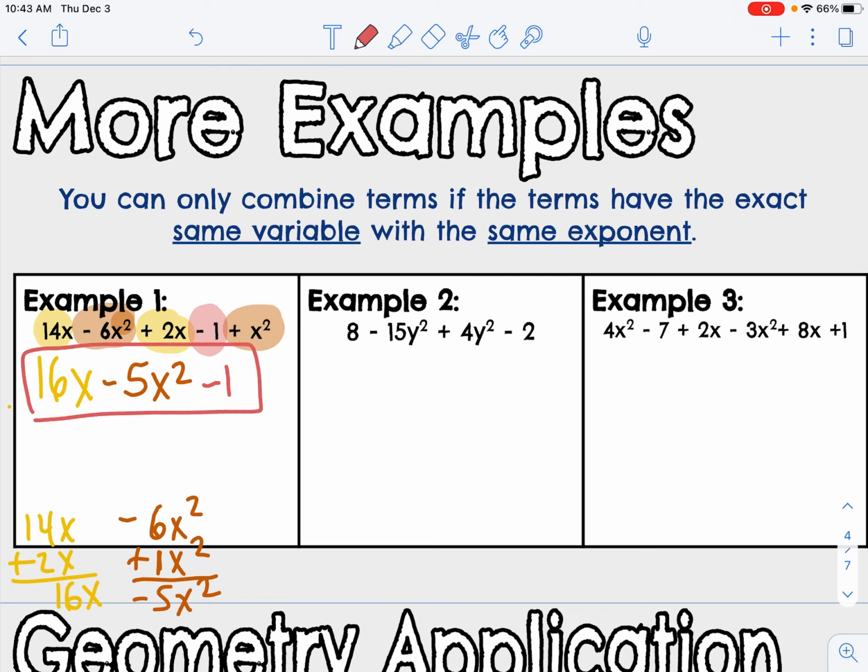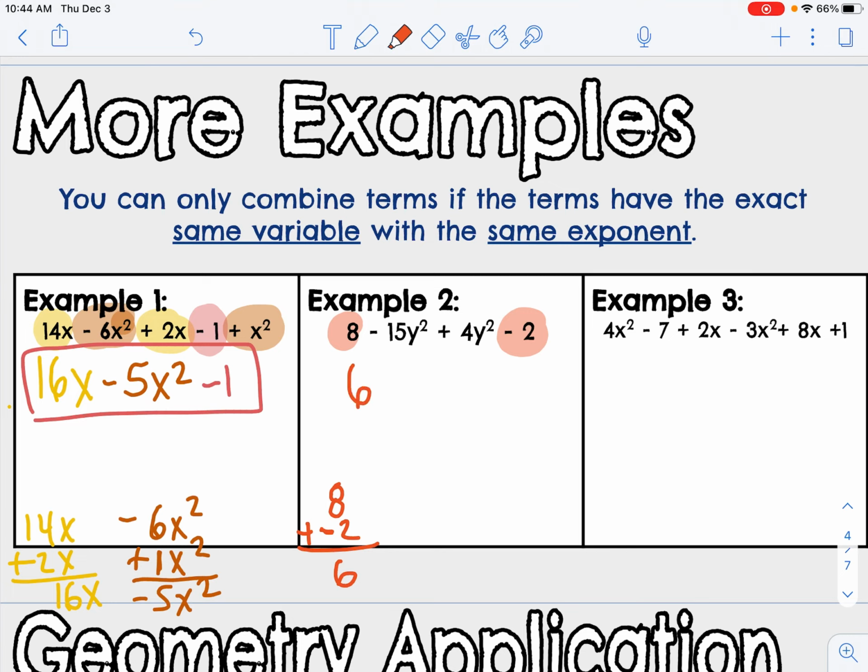Let's do another example. We have first this 8, so that does not have a variable, so we're going to look at anything else that does not have a variable. So that would be this negative 2 at the end. Notice I'm bringing the sign. So this is 8, and then we're going to combine it with negative 2. So 8 plus negative 2, that would be 6. 8 plus negative 2 is the same thing as 8 minus 2.